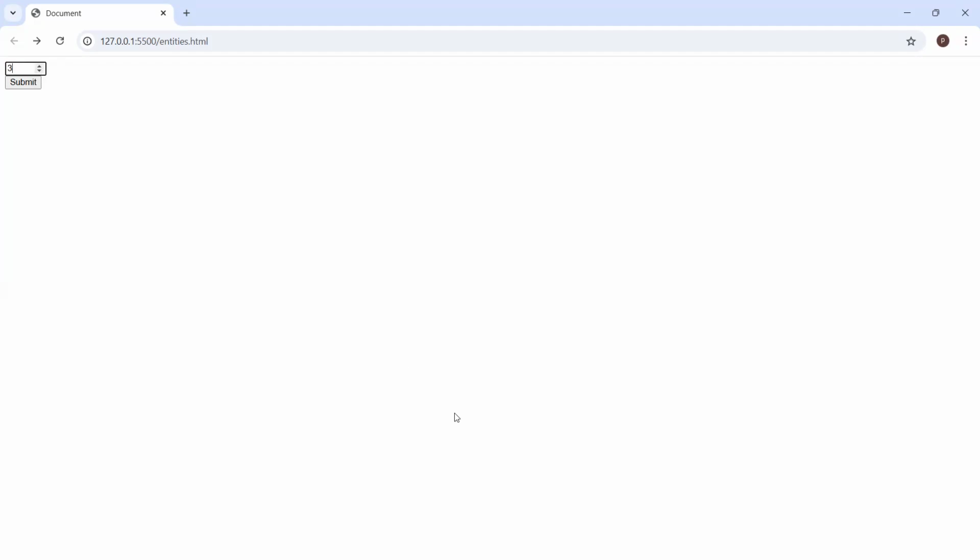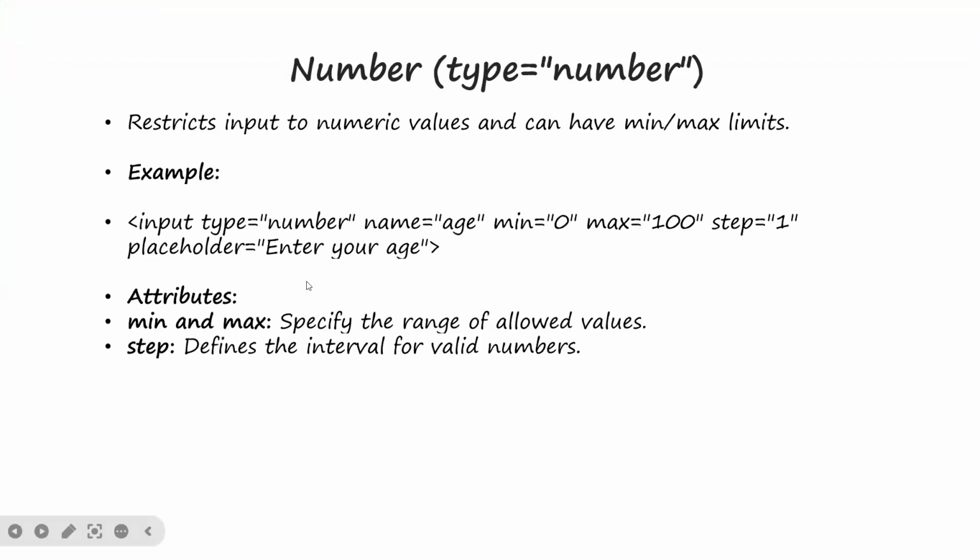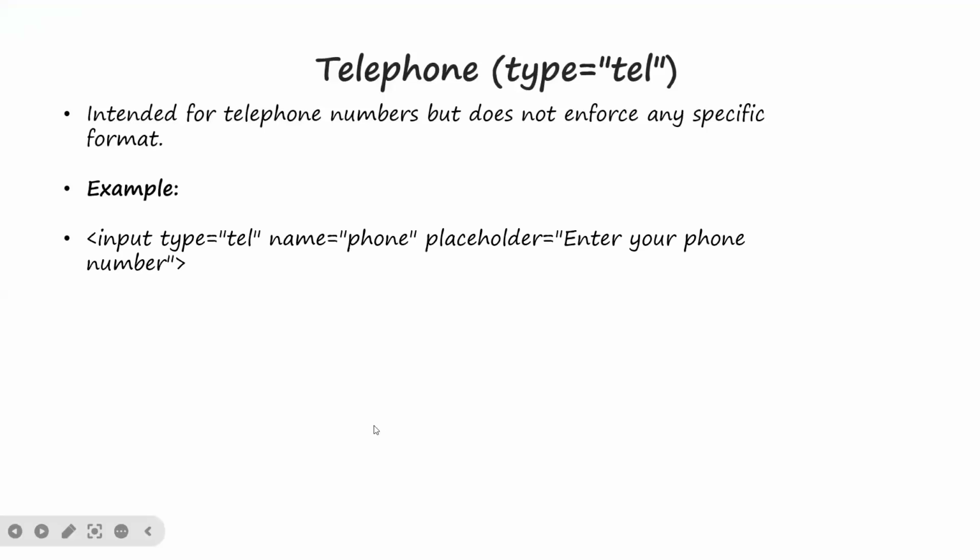So min is for the minimum value we can take. The number type is used to collect numbers, instead of collecting characters or letters. So you can have the minimum or the maximum, and depending on what you want to do, the step is how you increase the value, the interval for valid numbers. You can also use tel to enforce a specific format. And this time around, you can use something we call the pattern.